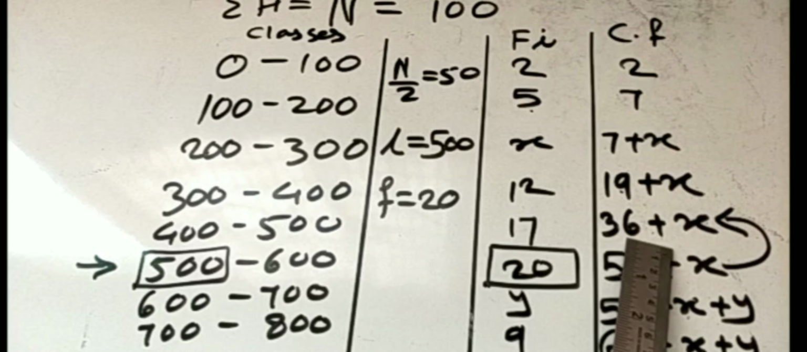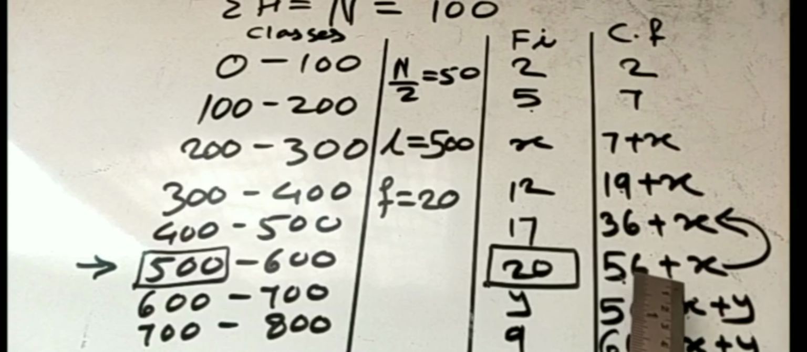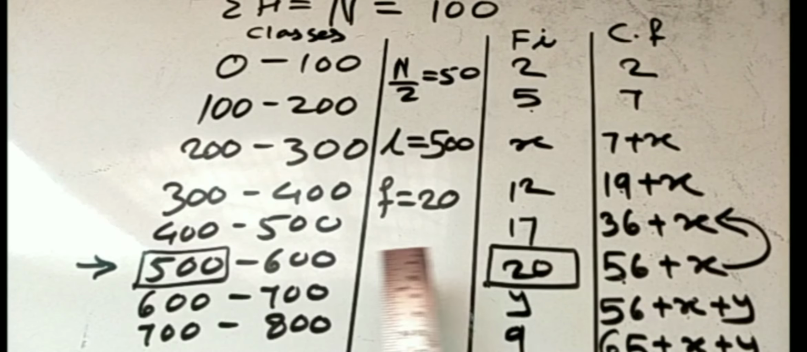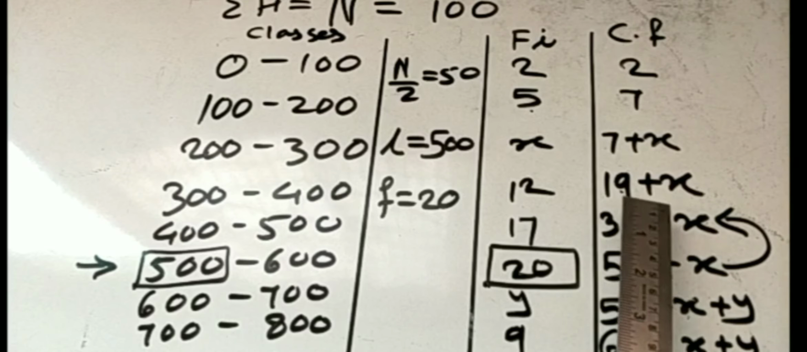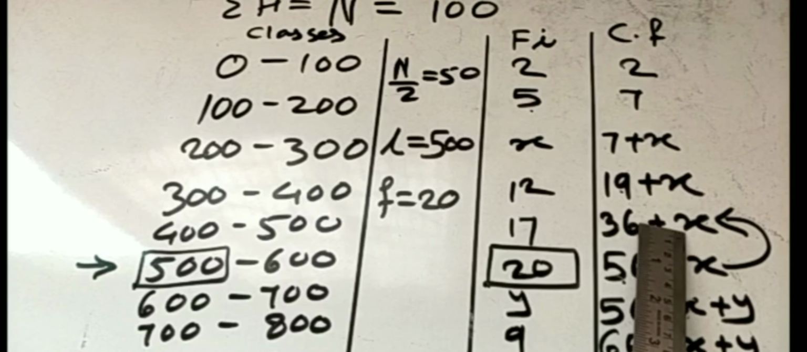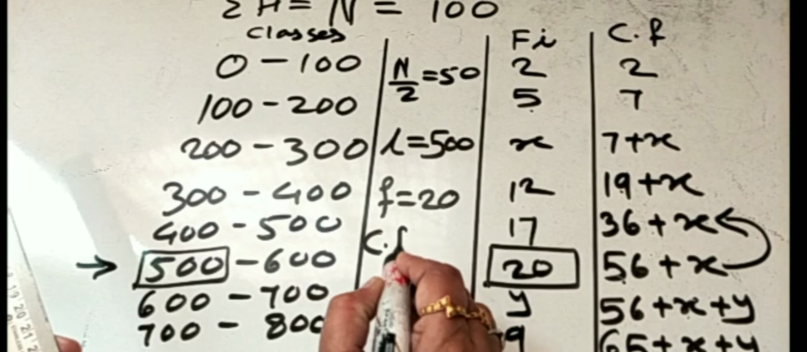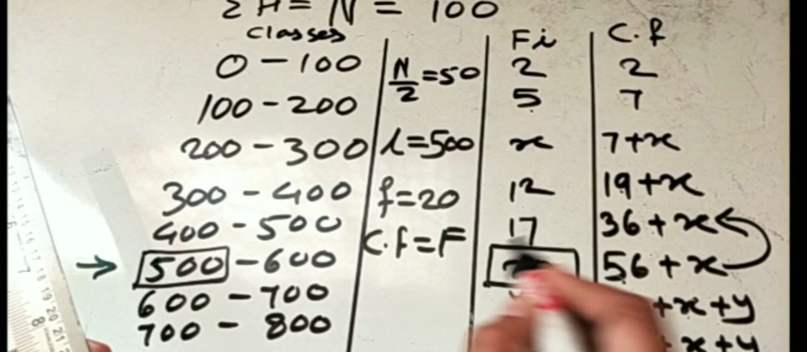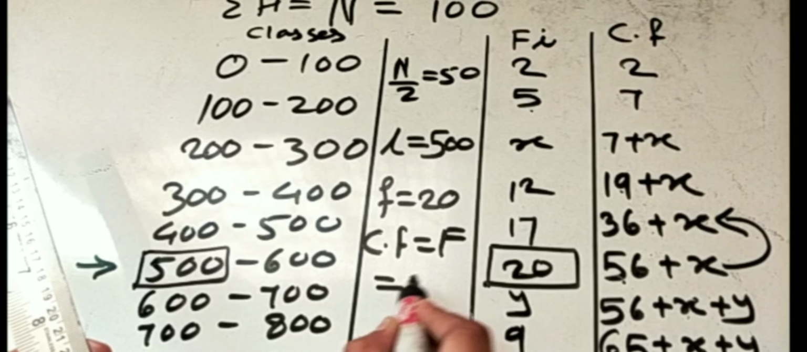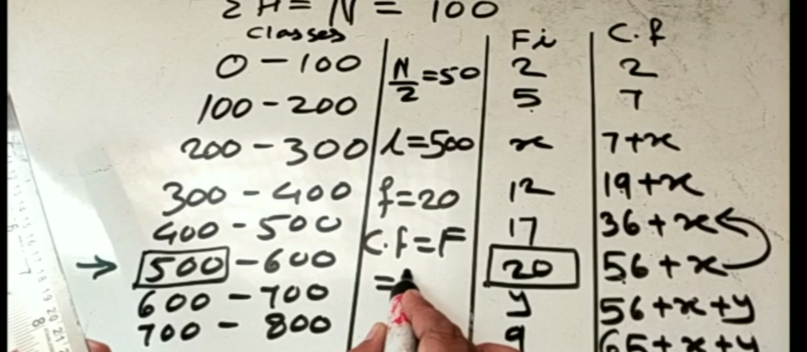Which one is CF? CF is the preceding cumulative frequency to what? To the corresponding frequency of the median class. The cumulative frequency you get for the median class, that is F, and the class preceding it will be your CF, or you can say capital F or CF, whatever you are going to mention in the formula. That will be 36 plus x.